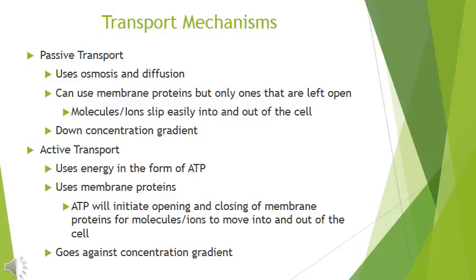Ions and molecules will move across the concentration gradient in the membrane proteins using energy, and typically in the form of ATP. Okay, passive transport goes down the concentration gradient just like you would expect, from high concentration to low concentration. The next few slides will illustrate these types of transport mechanisms.